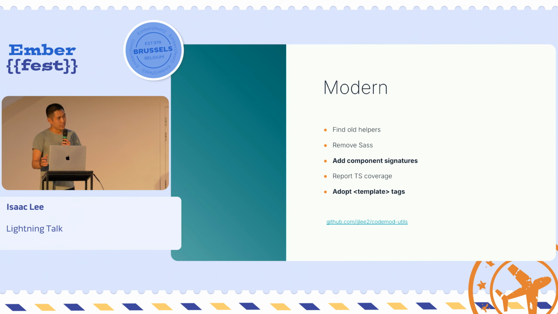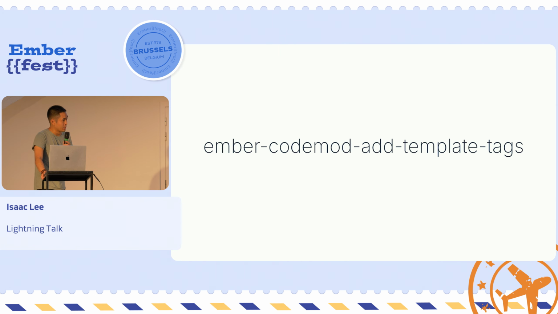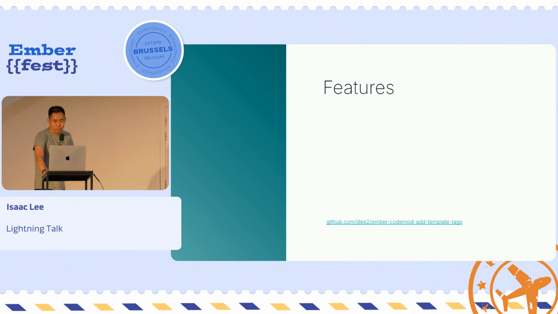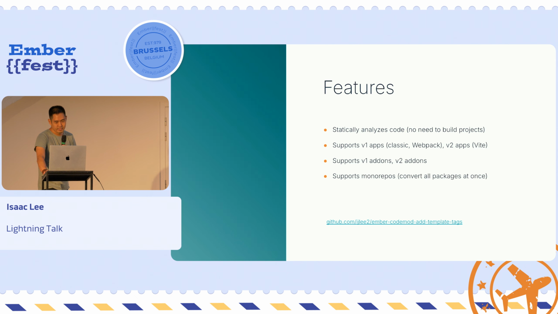And of course, you might know that Embroider has a code mod, but I decided I'm going to come up with my own thing. So that's called ember-codemod-add-template-tags. It's available now. What is nice about this code mod is that it does static code analysis, meaning that it does not need to build your projects. And that means that it can run in apps, add-ons, monorepos. You just run it once and it'll fix all the packages for you.